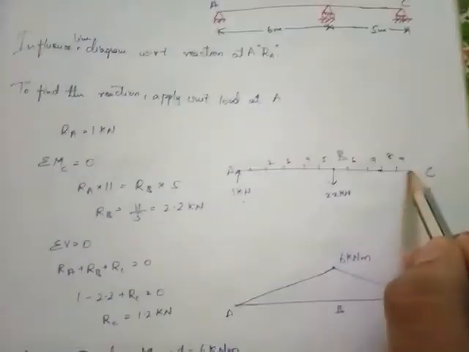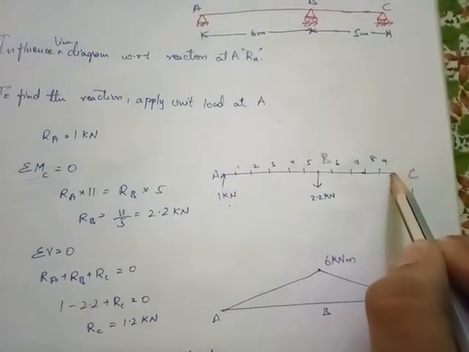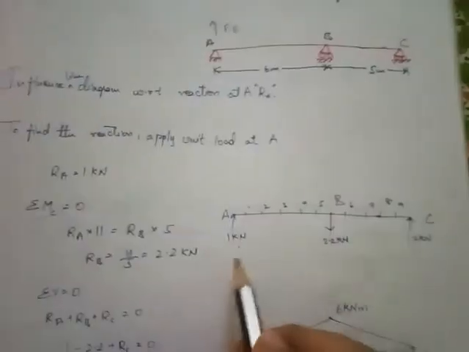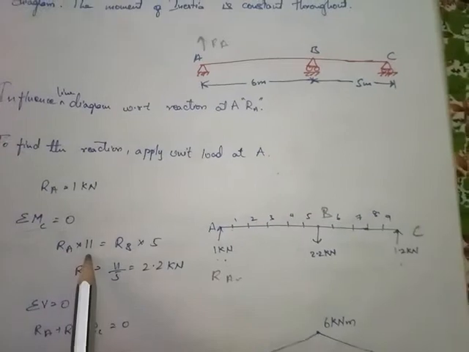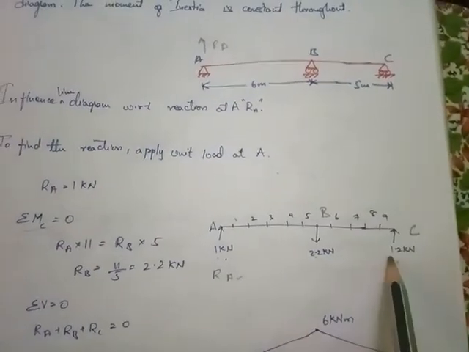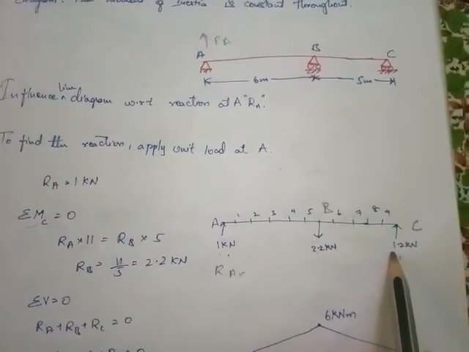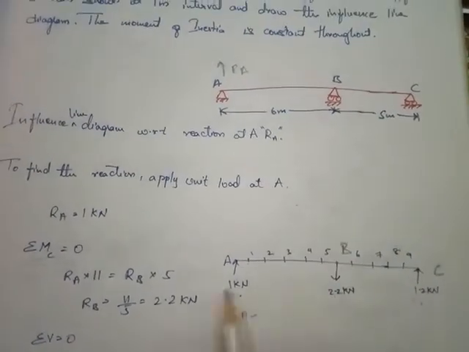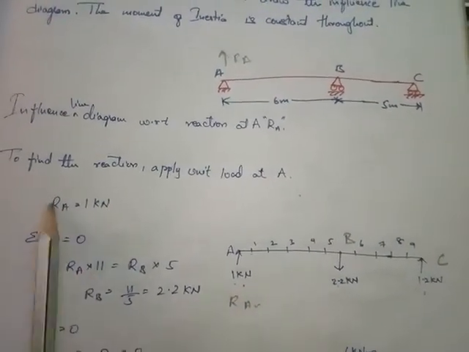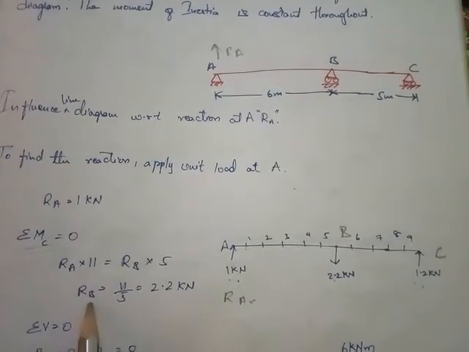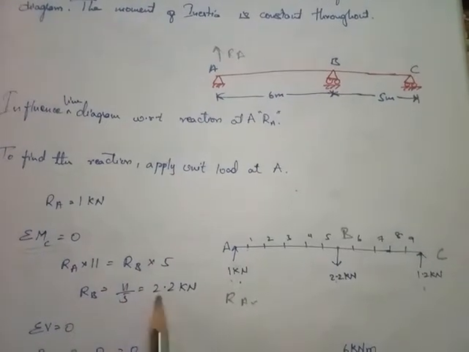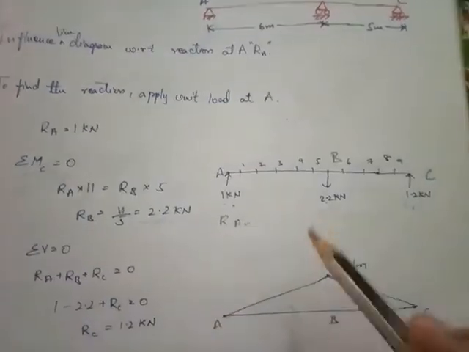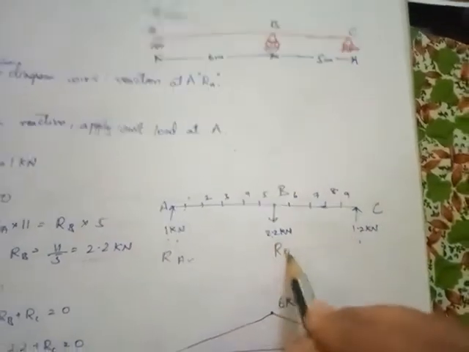To find the reactions, we are supposed to take the sum of moments about point C equal to 0. That is, about this point moments are equal to 0. So RA into the span of 11 meters, that is RA into 11, equals RB into 5 meters. Okay, as we don't know RB, we know only RA, that is we are applying 1 kilonewton of load. From this we can find the value of RB, that is 11 by 5, which equals 2.2 kilonewtons. So we have got the value of RB as well.